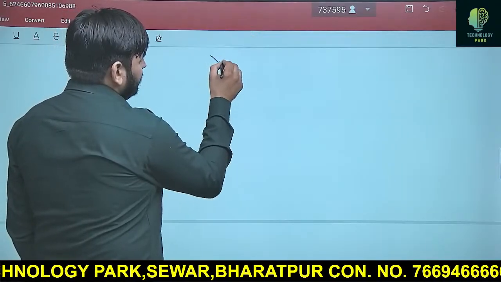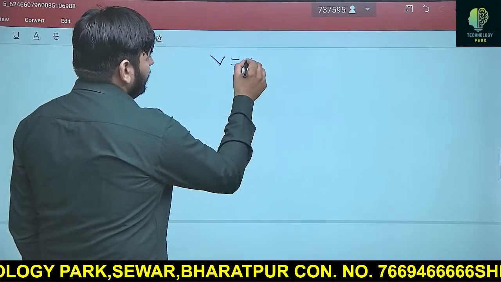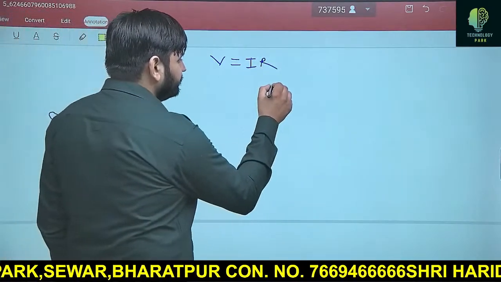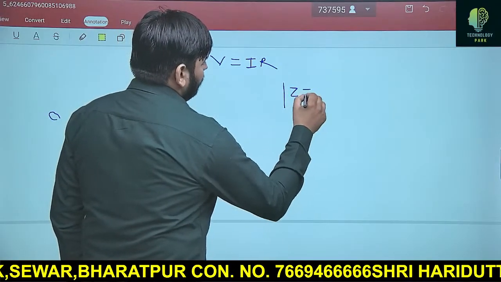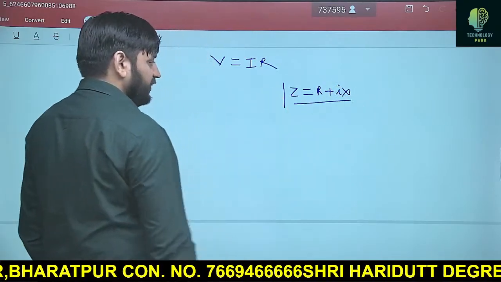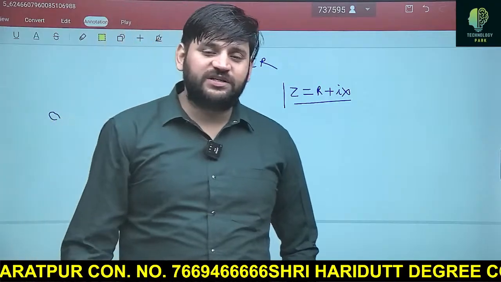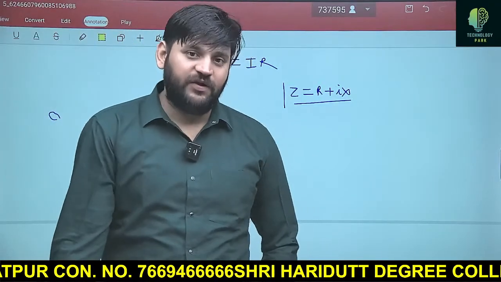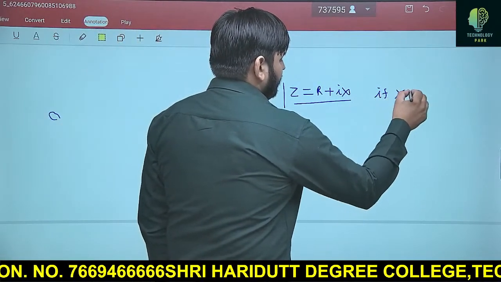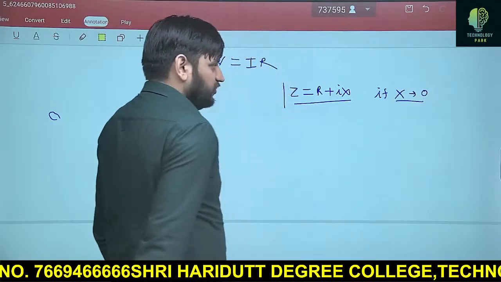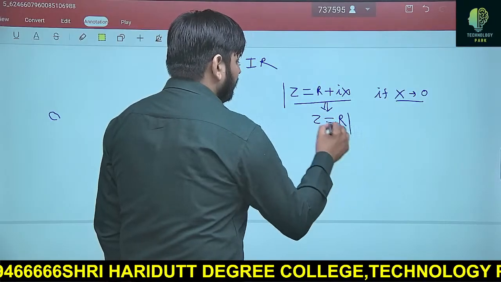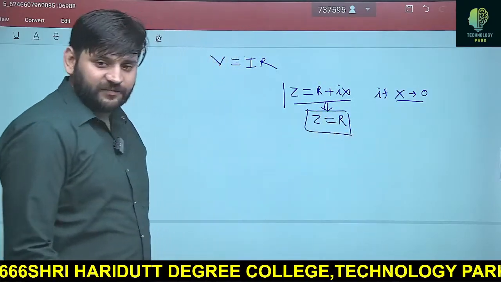We know that Ohm's law E equal IR. Is that clear? But we know that Z equal R plus iota X. That means impedance is a combination of resistance and reactance. But in this circuit, if reactance is 0, then impedance is equal resistance. Is that clear?